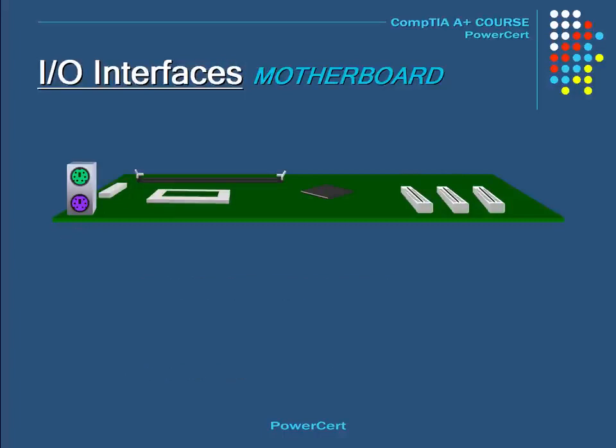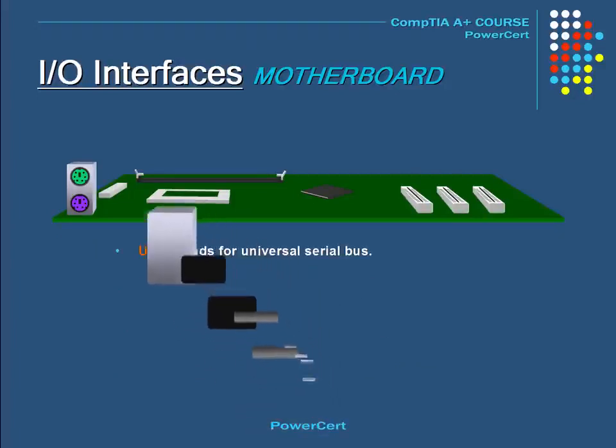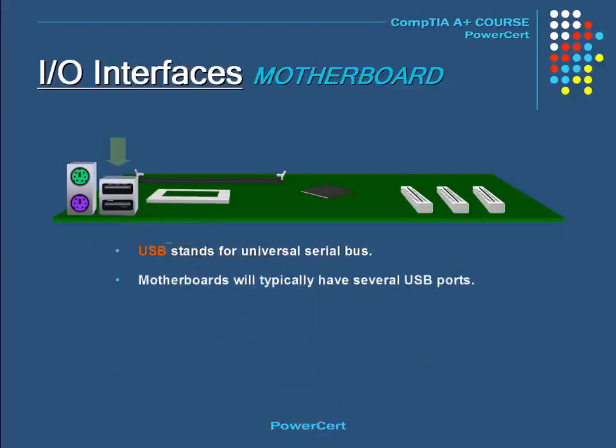The most common interface on a motherboard is the USB port. USB stands for Universal Serial Bus, and motherboards will typically have several USB ports because there are so many different peripherals that utilize the USB interface, such as keyboards, mice, cameras, external drives, and printers. In addition to connectivity, the USB port also supplies electric power to that specific peripheral.